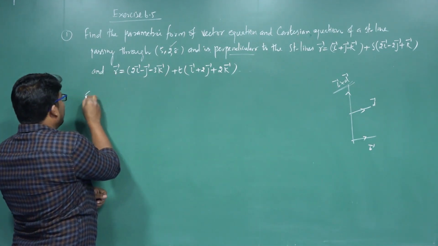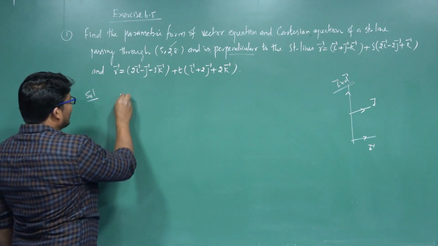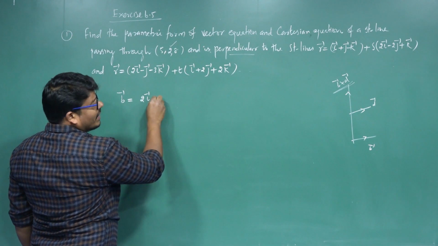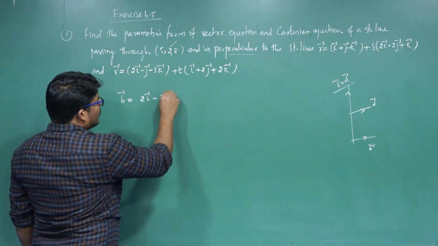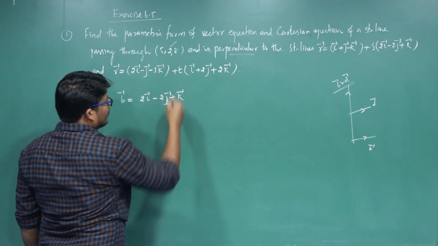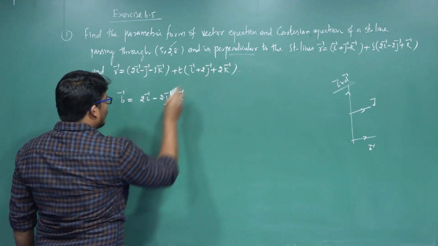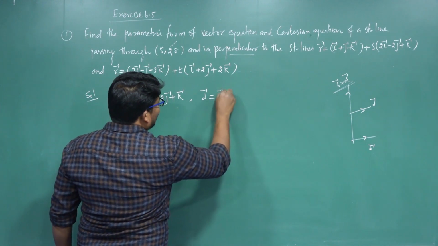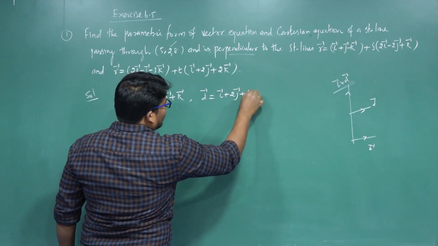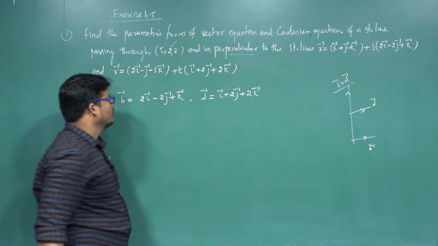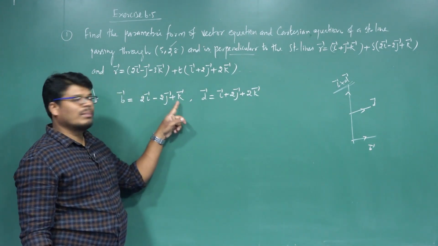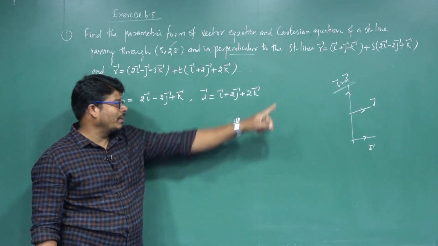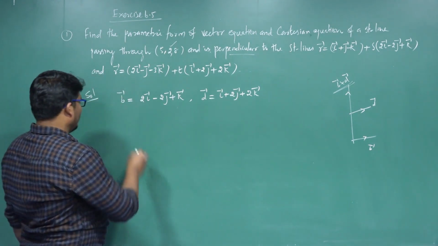So now find the perpendicular. B vector is the direction 2i vector minus 2j vector plus k vector, and D vector is i vector plus 2j vector plus 2k vector. Now we find the perpendicular vector, B vector cross D vector.